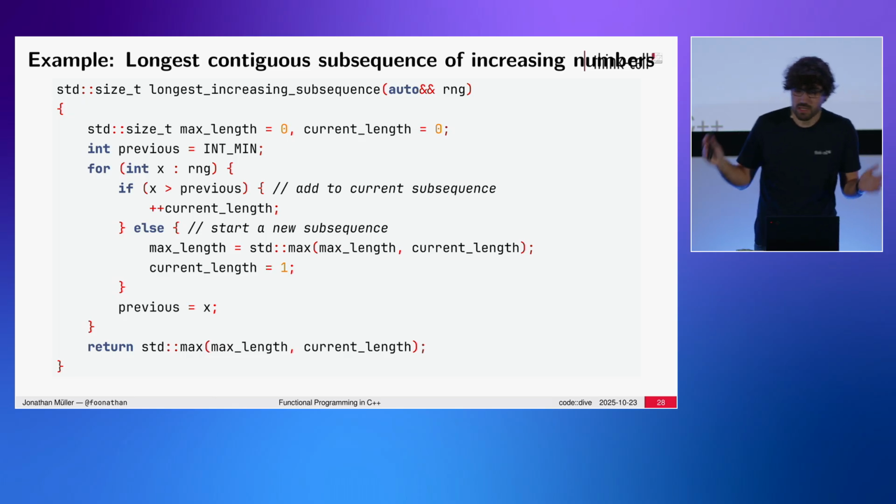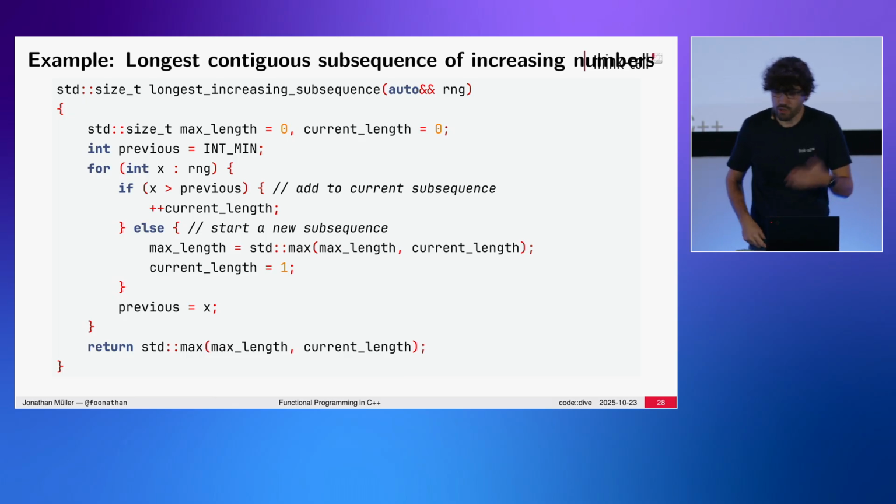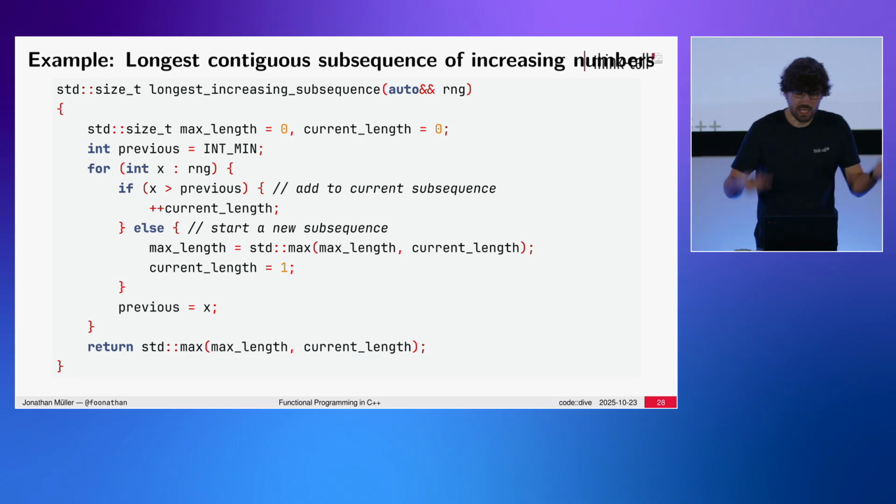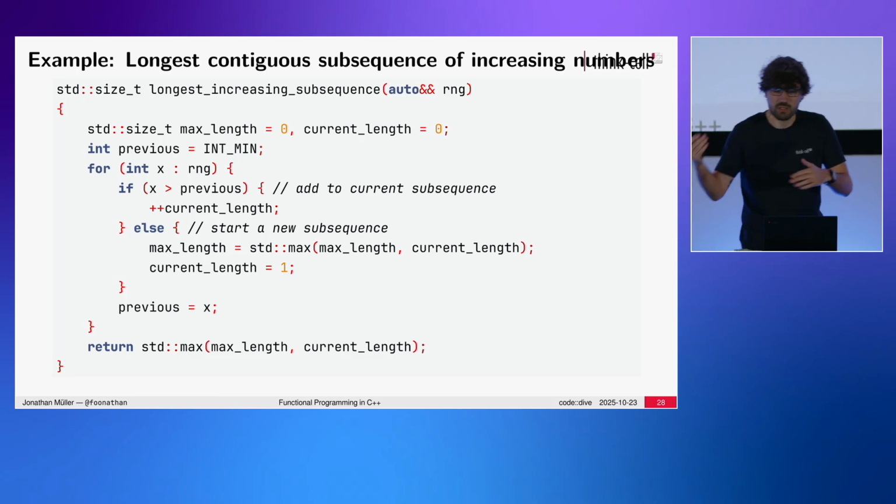Now, the imperative code starts to get really hairy, right? We need to keep track of the current length and the current previous value, and also the maximum we've seen so far. And then as we iterate over it, if we can still add it to the previous one, we increment it. Otherwise, we need to start a new subsequence. Remember to reset the current length back, and also need to keep track of the previous one.